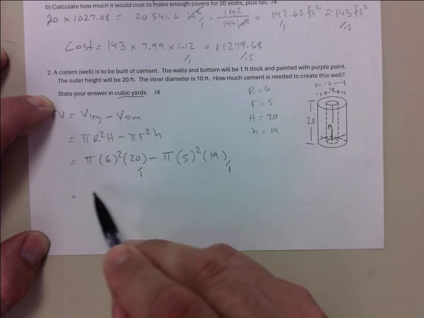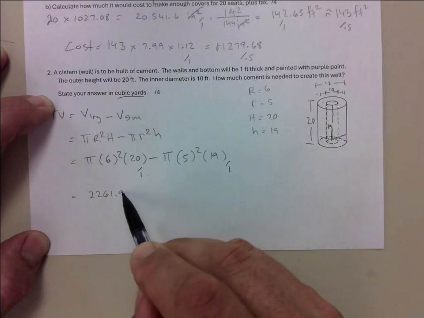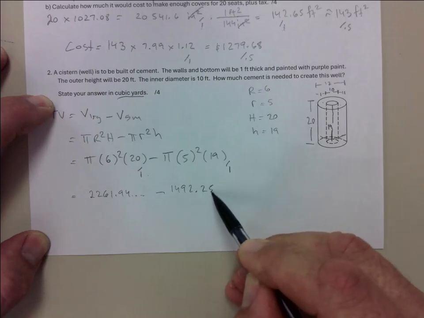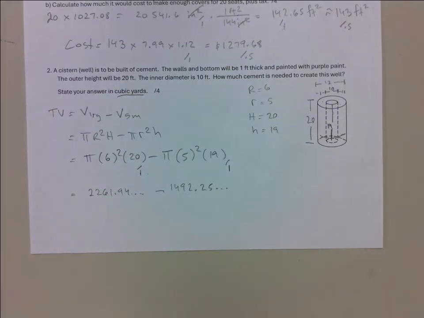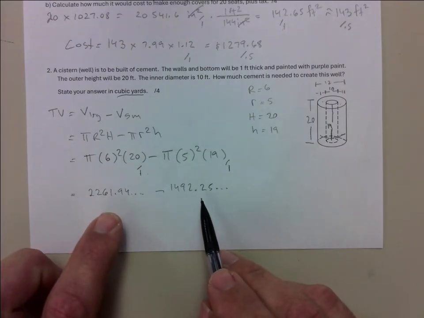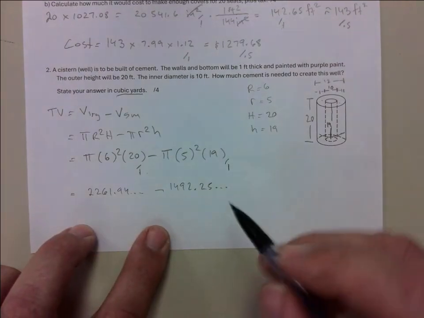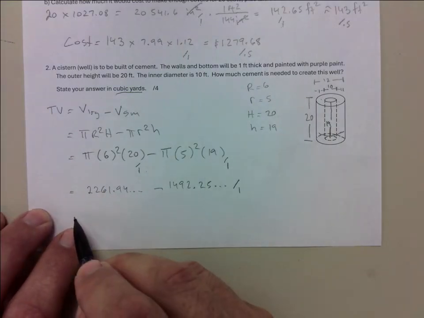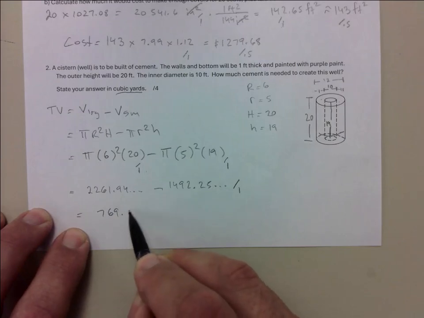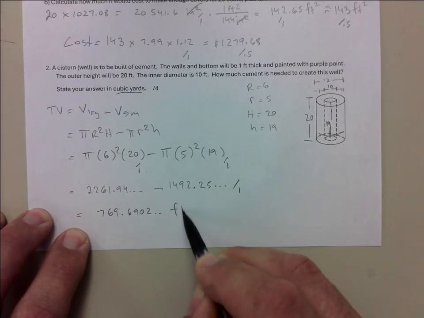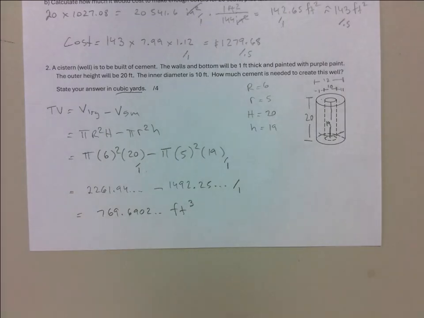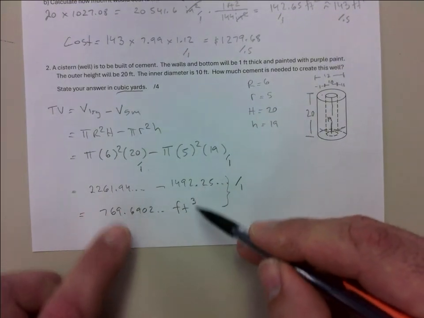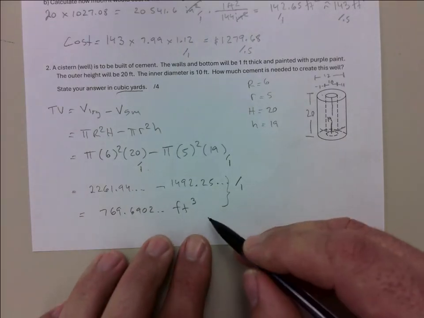And then you get, if you type in the first part, 2261.94 something minus 1492. Please don't round early on these ones, use all decimals, right? You get that. I will already give you a mark for just showing how you crunch those numbers. So that's 3. Then you get 769.6902 something. And we are in feet. Everything is in feet so far. So you are in cubic feet. I would say this whole step, the process of breaking it down and coming up with this, 1 mark.